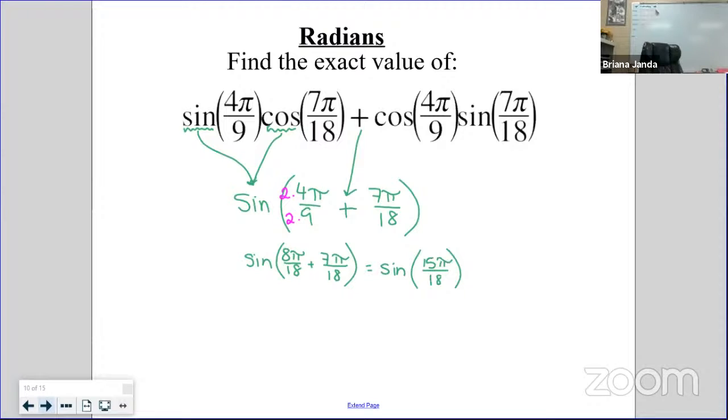15 and 18 are both divisible by 3. So if I simplify that fraction, 15 divided by 3 is 5. 18 divided by 3 is 6. That I can do, right? I can do the sine of 5 pi over 6. Anything over 6 is on my unit circle. 5 pi over 6 would be just short of half a circle of 6 over 6.